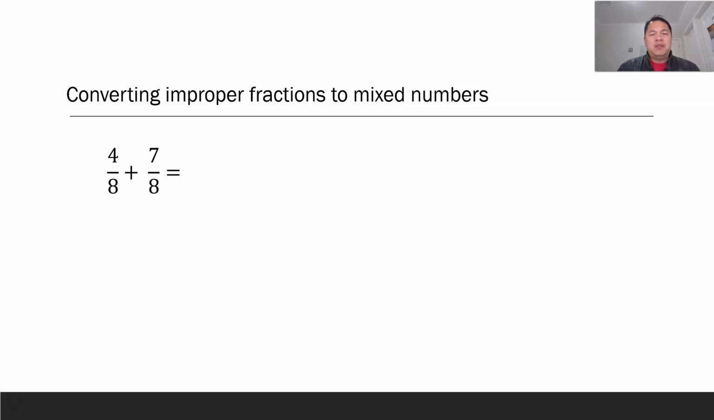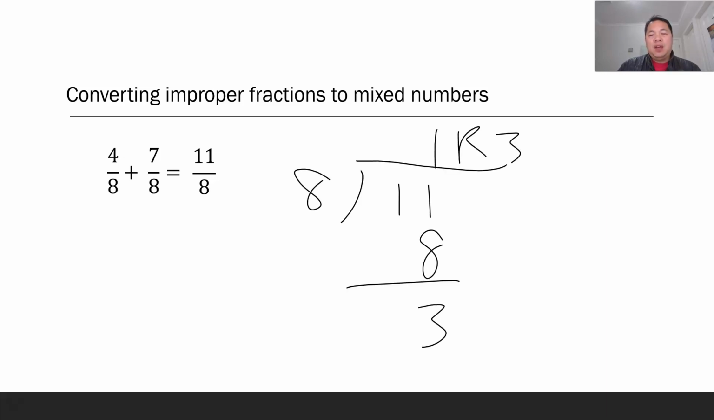How do we add fractions, and if the outcome is an improper fraction, how do we change it to a mixed number? We have touched on this before. Let's try to recall what we did. Since these two fractions have the same denominator, we can simply add the numerators. So 4 plus 7 is 11, 11 over 8. In order to change this improper fraction into a mixed number, we simply do 11 divided by 8. I have 1 and remainder 3.